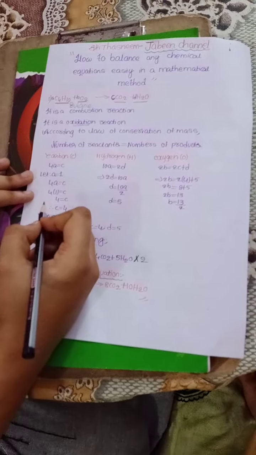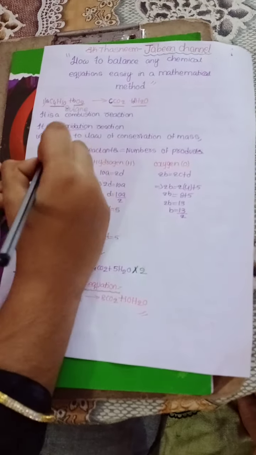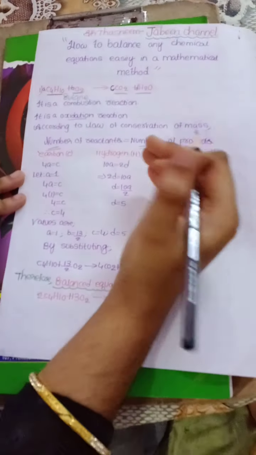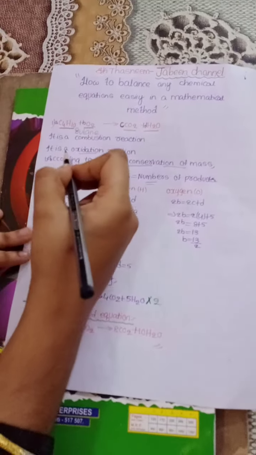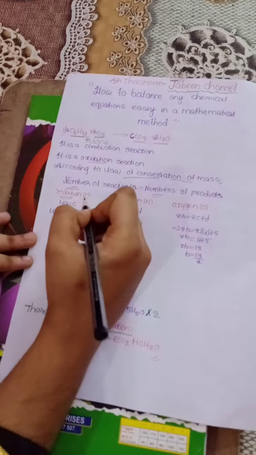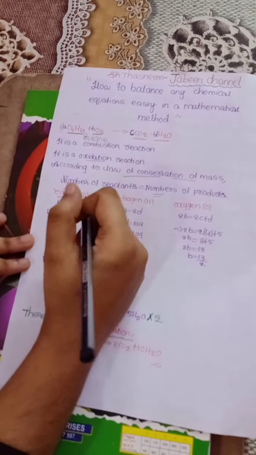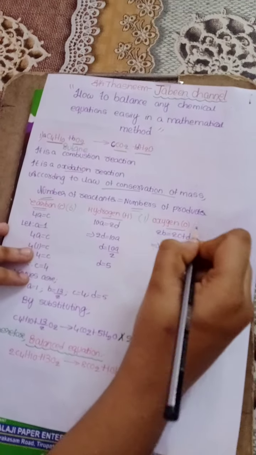and it is also a combustion reaction. According to the law of conservation of mass, the number of reactants equals the number of products. It means left side elements equal right side elements. This law is called the law of conservation of mass. We know about that. If we consider the elements, the atomic number of carbon is 6, hydrogen is 1, and oxygen is 8.